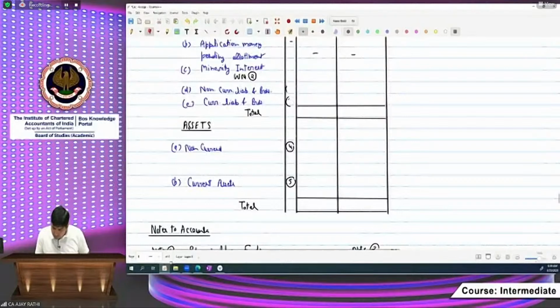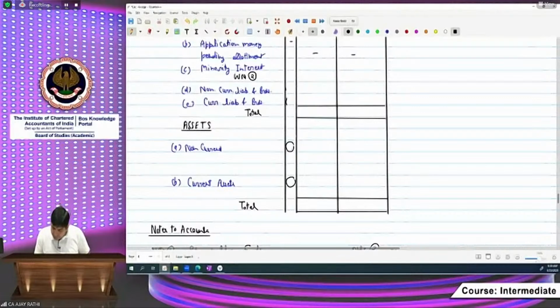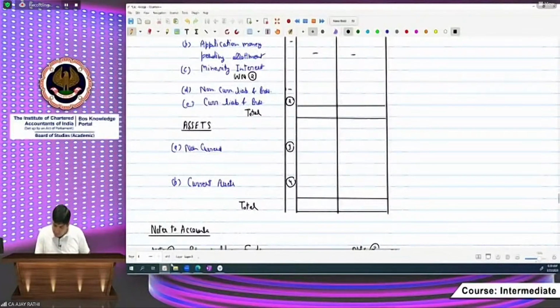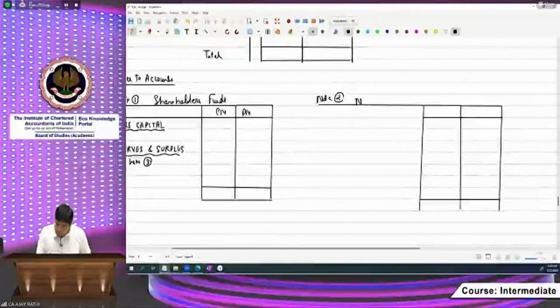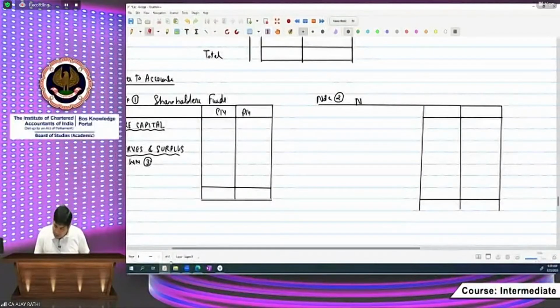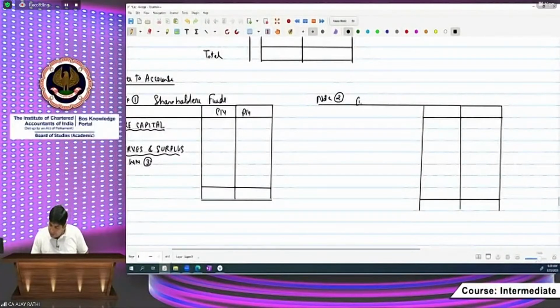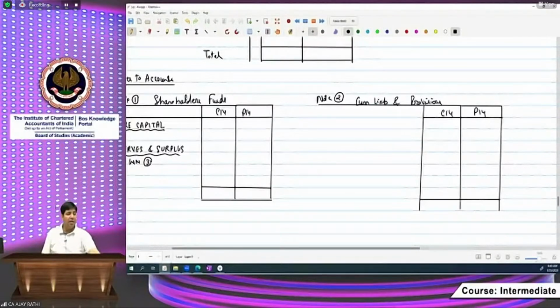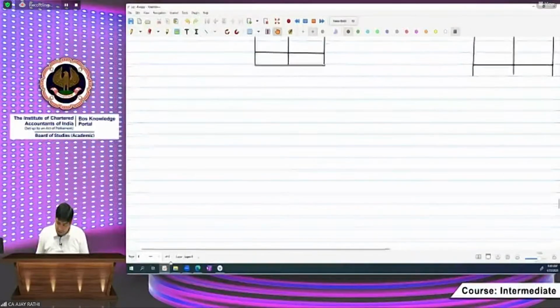So I am changing the note number here. Since in this question I am not finding any non-current liability, I am not going to prepare a note for that. Okay. So note number 2 will be for current liabilities, note number 3 for non-current, and note number 4 for this one. So note number 2 is there for current liabilities and provisions. Current year and then previous year. Then note number 3 is there, of course, for non-current assets.